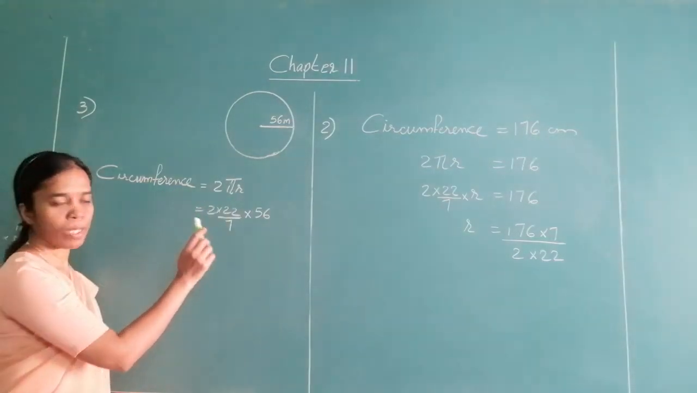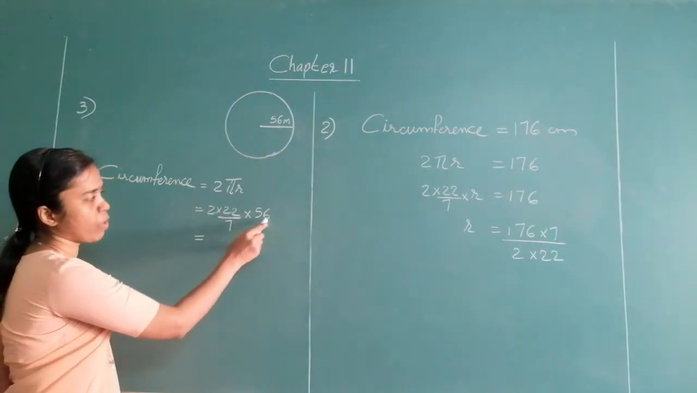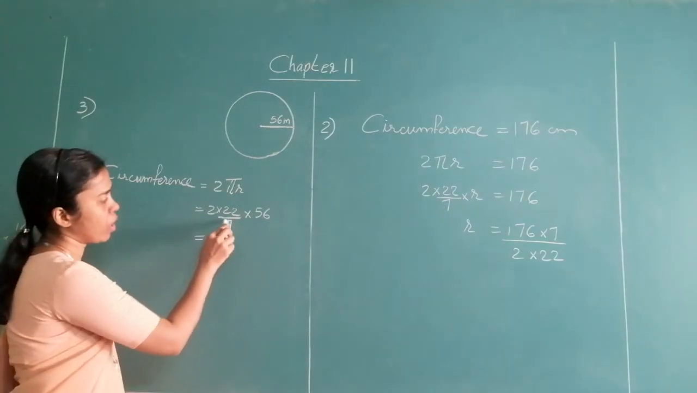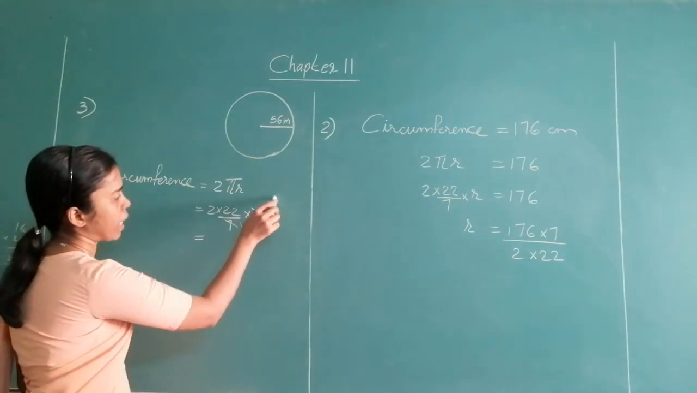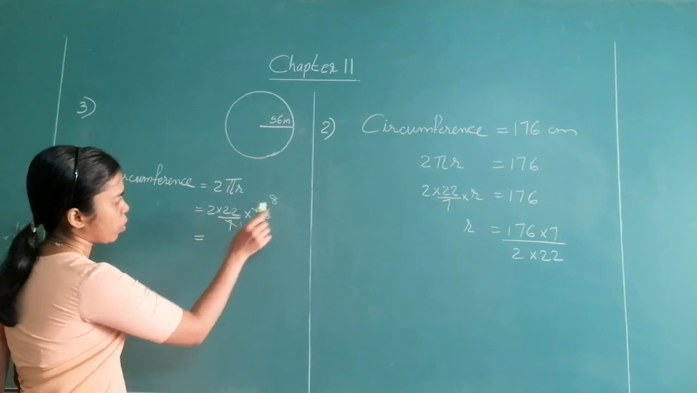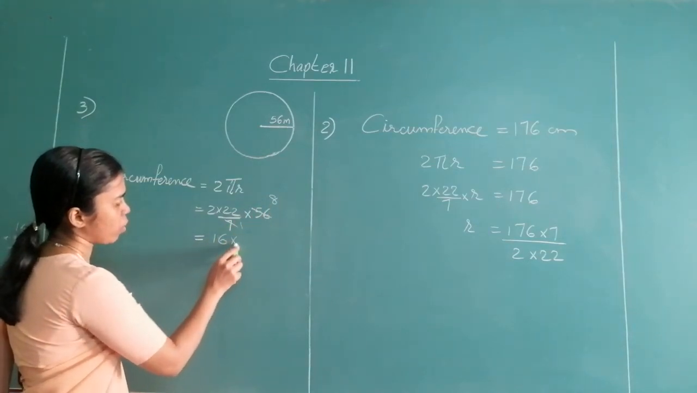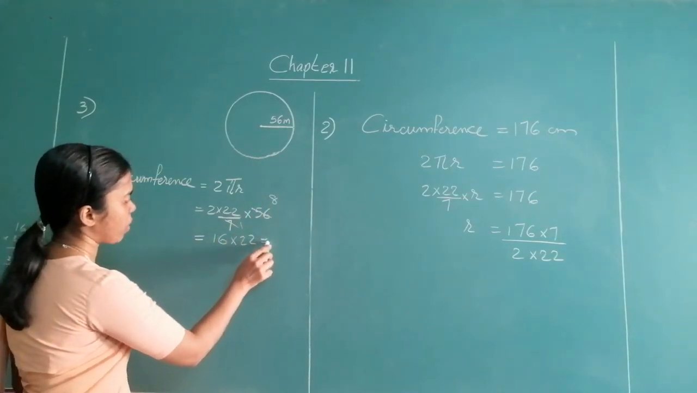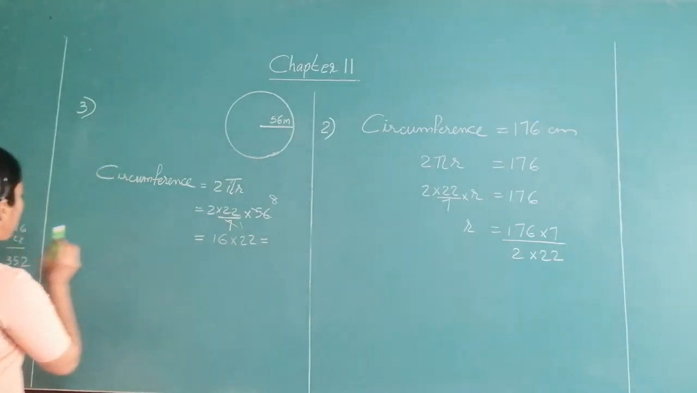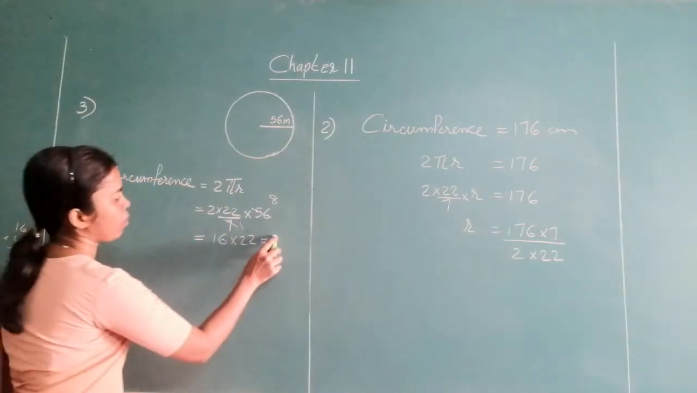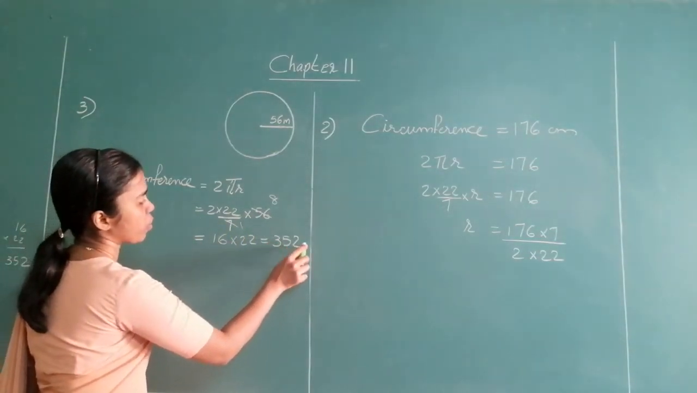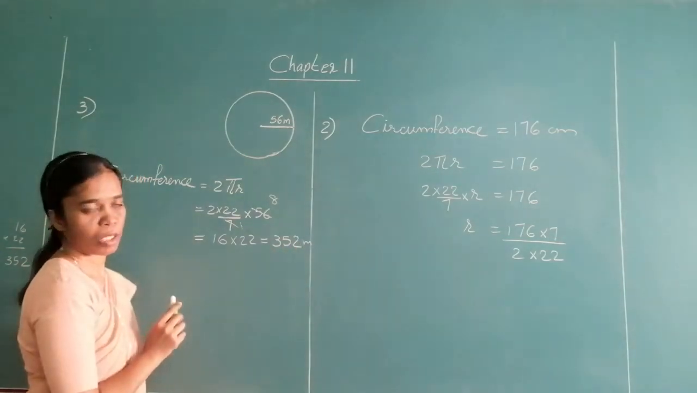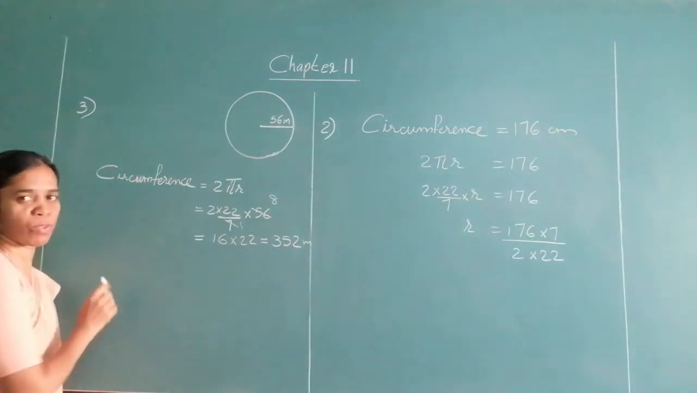Circumference is equal to 2 pi r. 2 into 22 upon 7 into radius is 56. If you cancel 7 ones, 8. 2 8s are 16 into 22. Then you will be getting it as 16 into 22. You are getting 352 meter. 352 meter. That is the circumference.